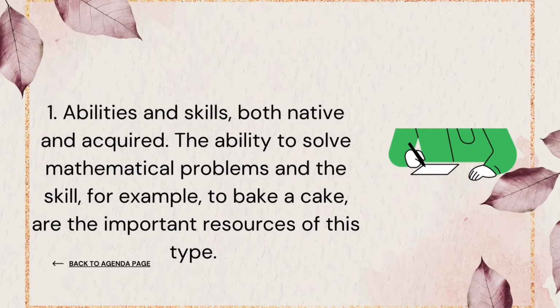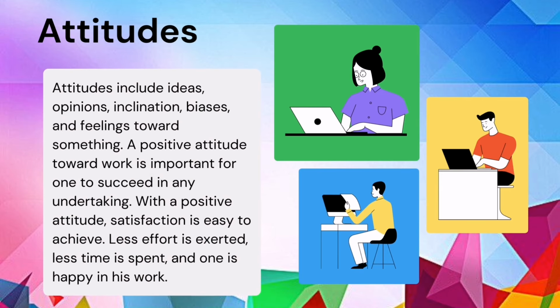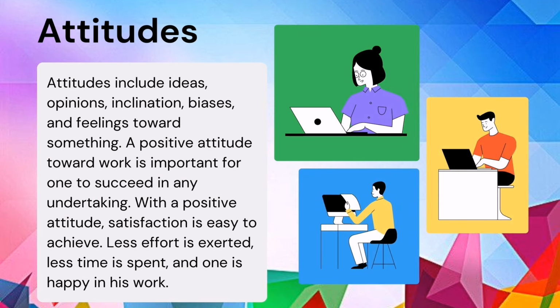The ability to solve mathematical problems and the skill, for example, to bake a cake, are the important resources of this type. 2. Attitudes include ideas, opinions, inclination, biases, and feelings towards something. A positive attitude toward work is important for one to succeed in any undertaking. With a positive attitude, satisfaction is easy to achieve. Less effort is exerted, less time is spent, and one is happy in his work.